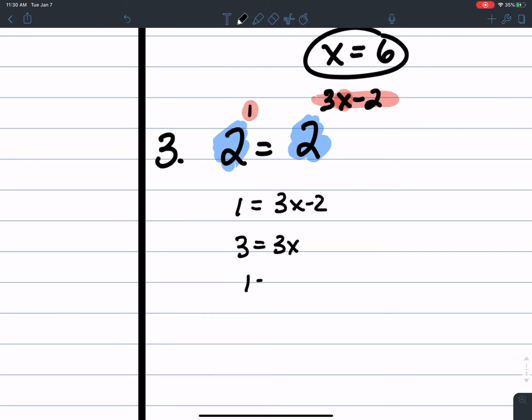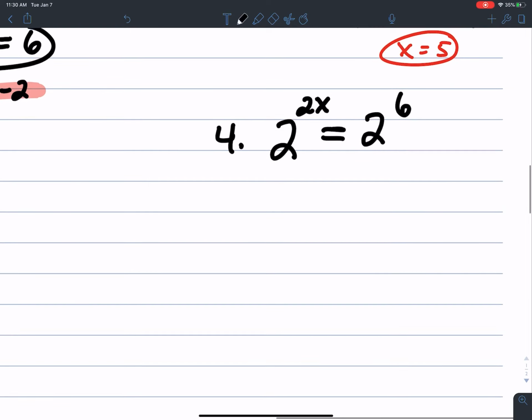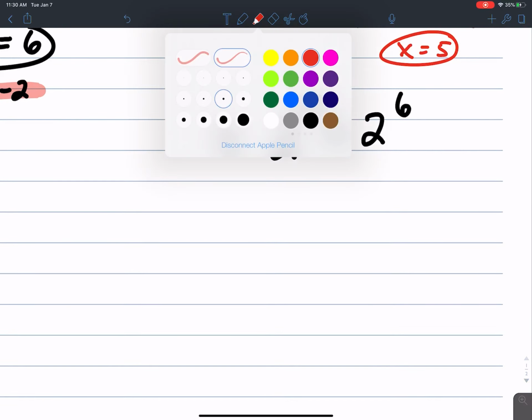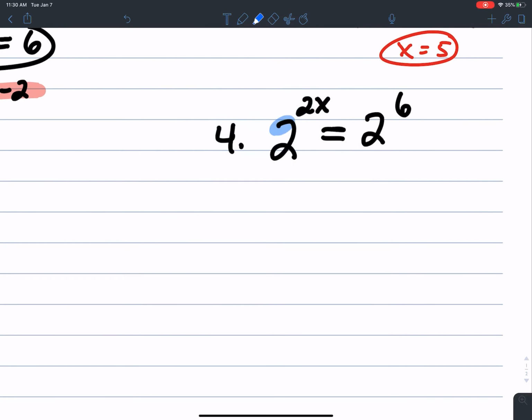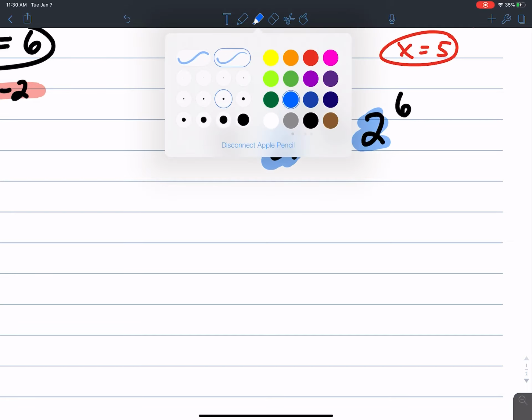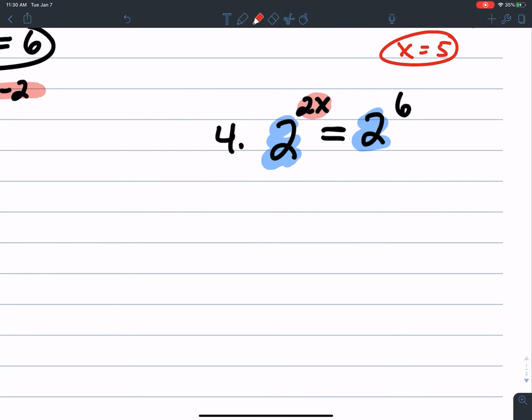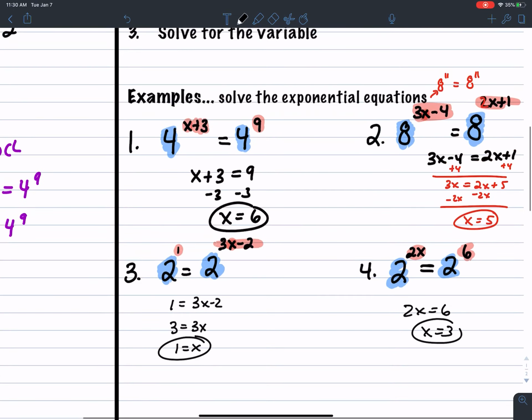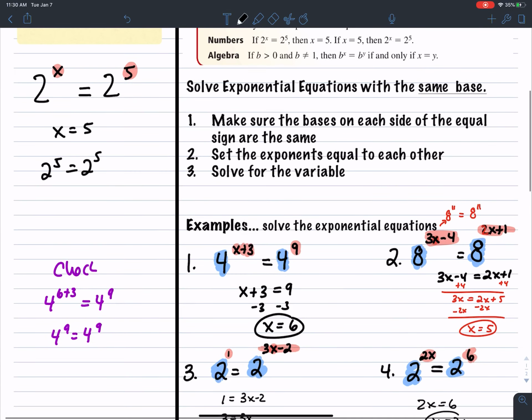So if I divide by 3, the only thing that makes this true is x equals 1. So our last example, if they are the same, again, we go a little bit faster. If I notice that these bases are the same, I would take their exponents and set them equal. So 2x must be the same thing as 6, in which case x must be 3. So those are pretty straightforward. Again, that's solving an exponential equation if their bases are the same.